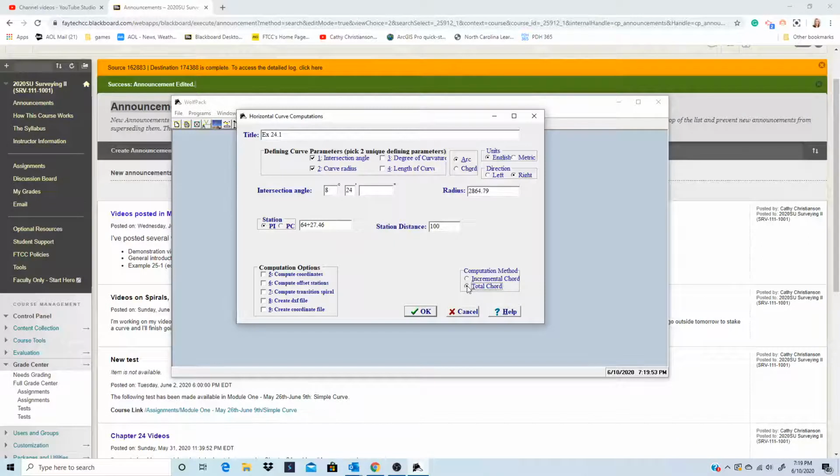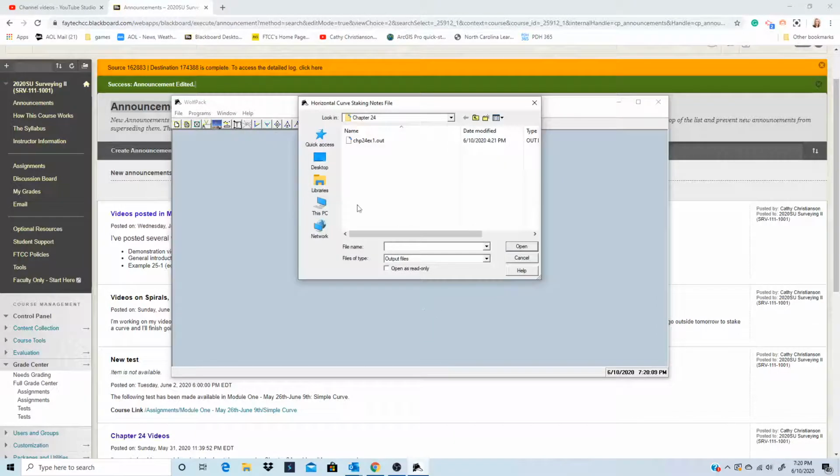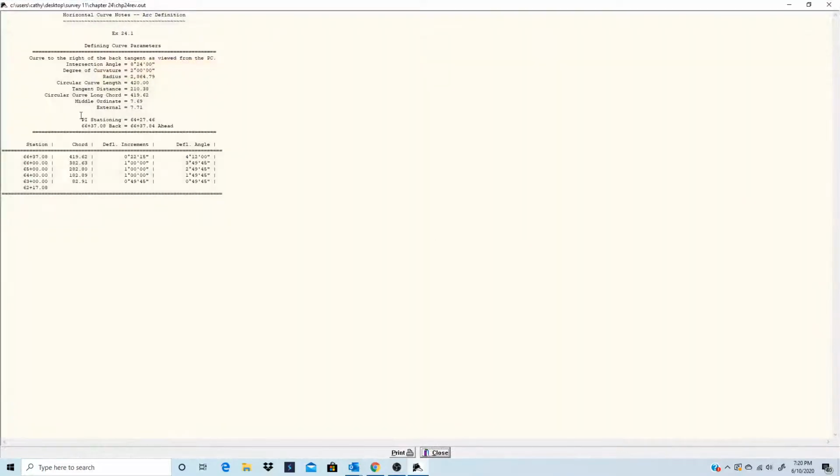And I'm going to go ahead and say total chords, because it'll give us all the information. It'll give us LDT, PC, PT. I'm going to hit OK. And it's going to ask me what the file is. I'd already done this once, so I'm going to do chapter. It's going to call it revise. And when it does, it'll give you the information.